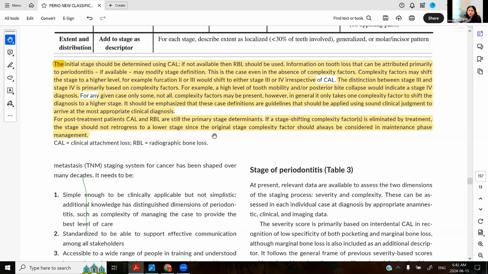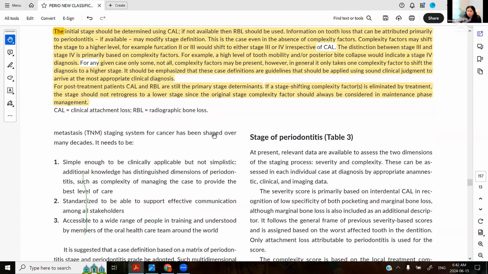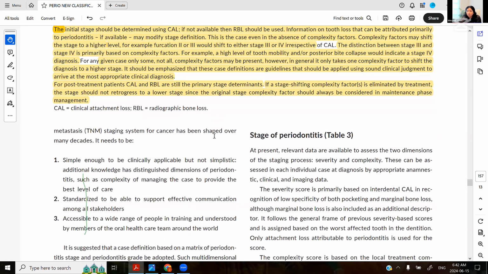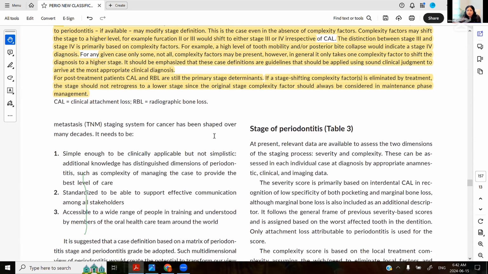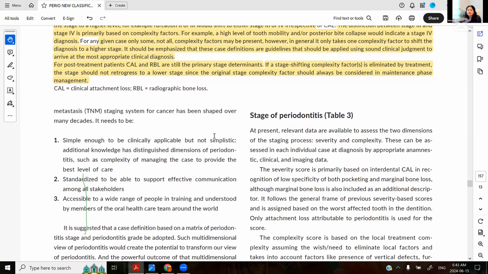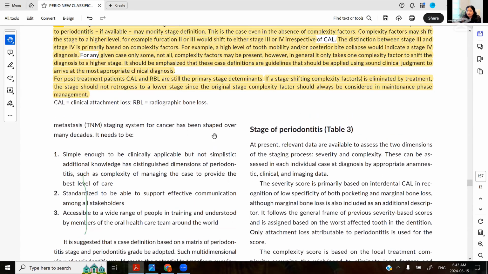Are those golden keywords in your head now? You're never going to forget these keywords when you see them in the exam. I can assure you that. And in the exam, they will all come out to you, zoom out to you, right? So it should be emphasized that the case definitions and our guidelines should be applied using sound clinical judgment to arrive at the most appropriate clinical diagnosis.